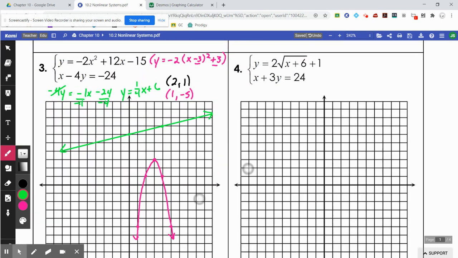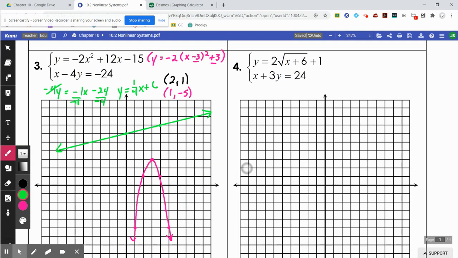Okay, number 4. Let's do another one. We have a radical function, and radical functions look something like this. And then we have a linear function. Again, for the radical function, what I like to do is plug in values that I know would be easy to plug in, such as if I plug in -6, that gives me the square root of 0, which is something I can take the square root of. So when I plug in -6, I get 1. So my first point is (-6, 1) right there.